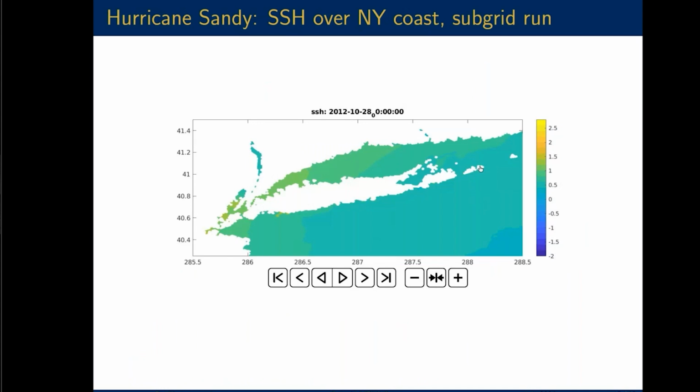So this movie shows the sea surface height over the New York area during Hurricane Sandy from the subgrid run. You can see that the water level becomes really high in roughly October 29, 30.